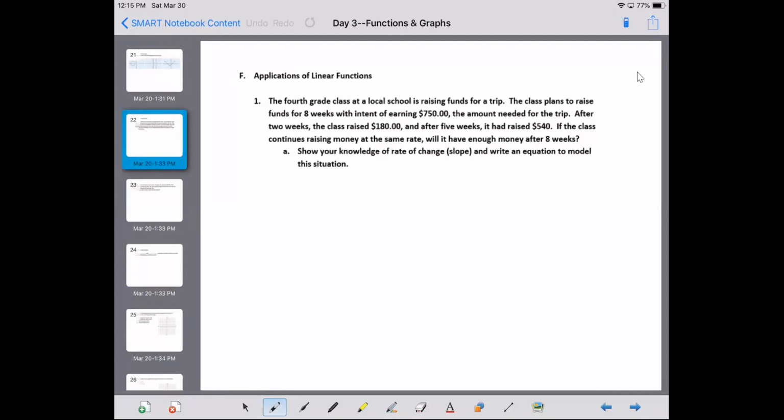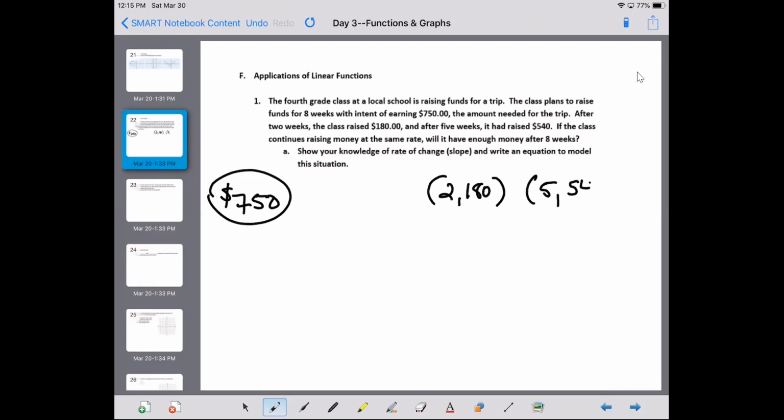So in this case, we've got the 4th grade class. They're looking for raising funds for a trip. And they want to go for 8 weeks, and their intent is to get to $750. That's their goal. Well, after 2 weeks, they raised $180, and after 5 weeks, they raised $540.